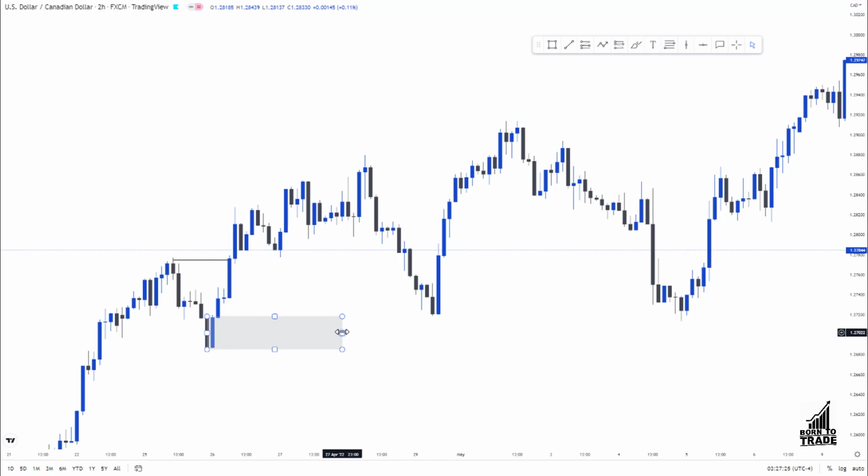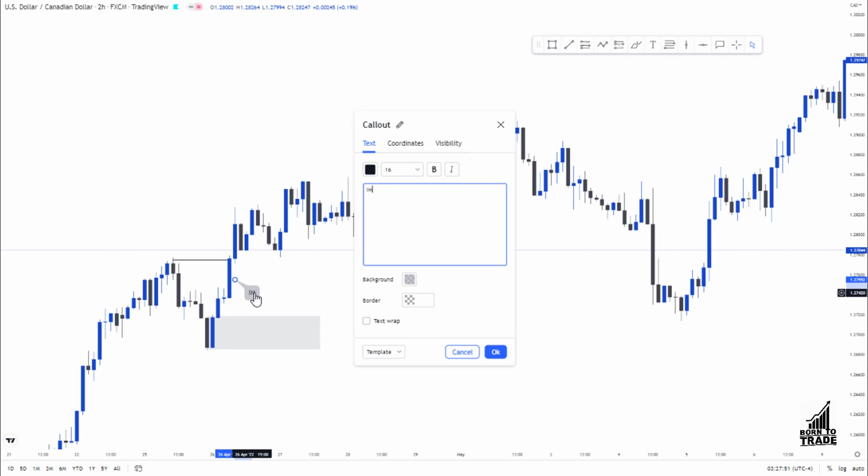Okay, we've identified the number 3. We identified firstly break of structure with institutional candle. Secondly, we identified our demand zone, and thirdly, we have identified our imbalance. So let me type it out, imbalance.